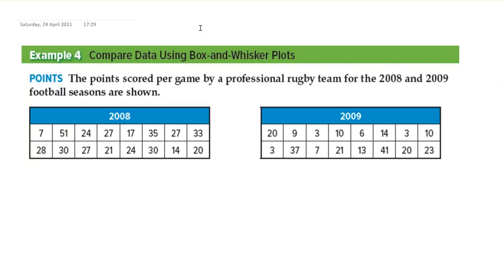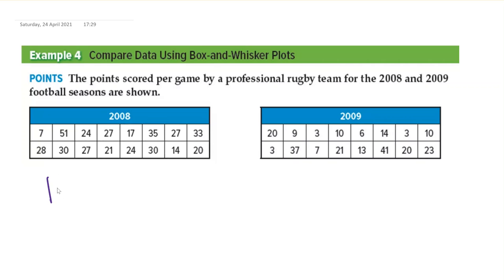So example 4, comparing data using the box and whisker plot. We have the points scored per game by a professional rugby team for the 2008 and 2009 football seasons. We need to draw a box and whisker plot for each set of data, and then we need to compare. So just to recap, this is our box plot.